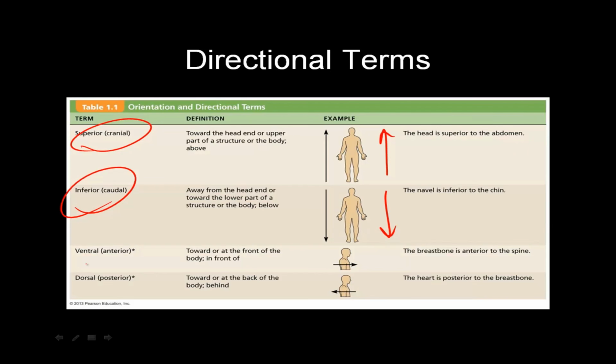There's also ventral and dorsal. These are two different terms. Dorsal means towards the back, also known as posterior, and ventral means towards the front.